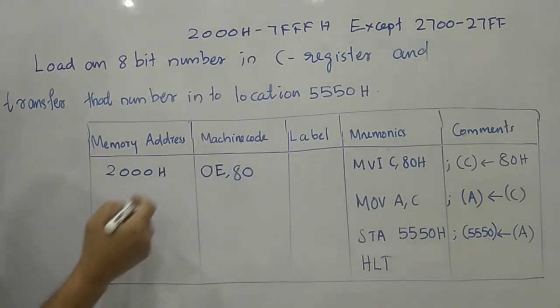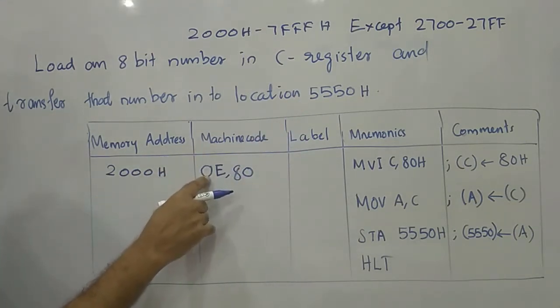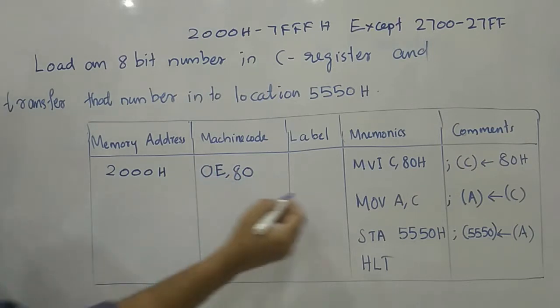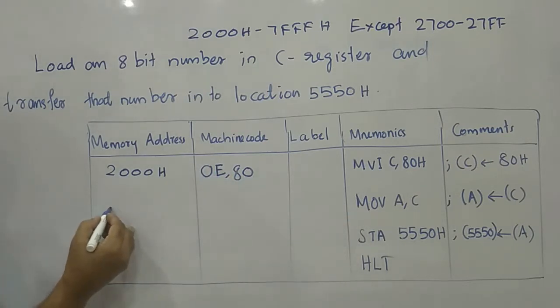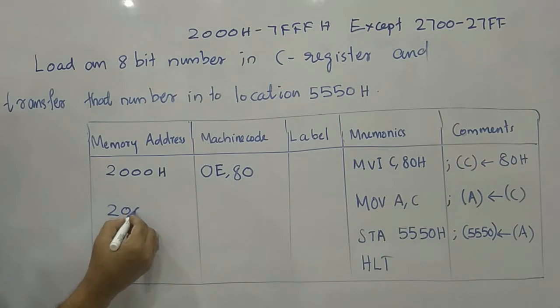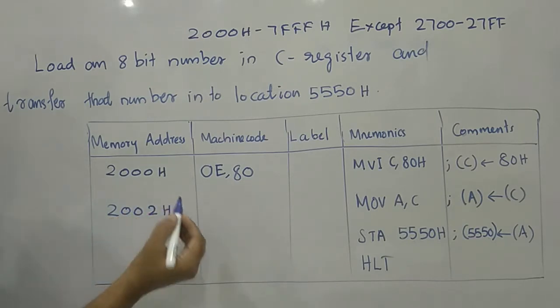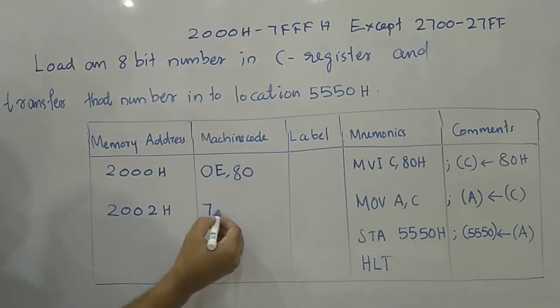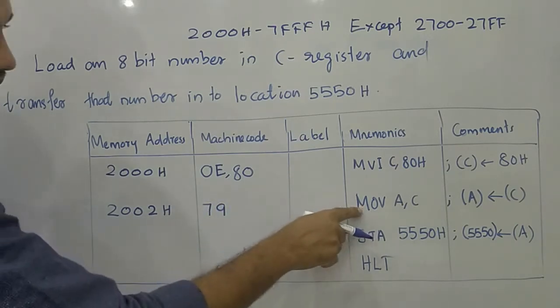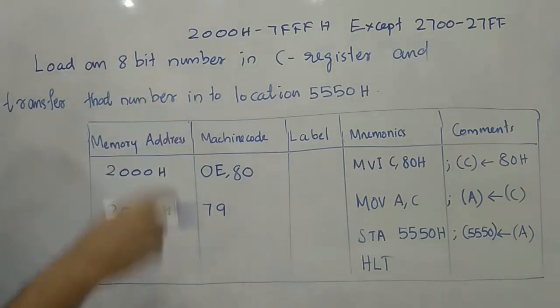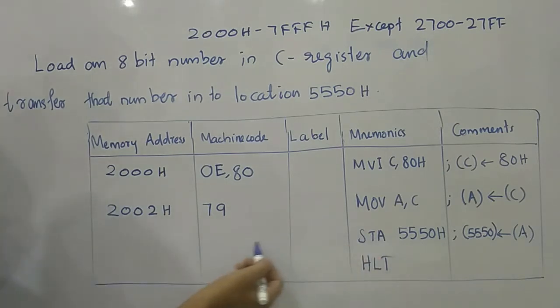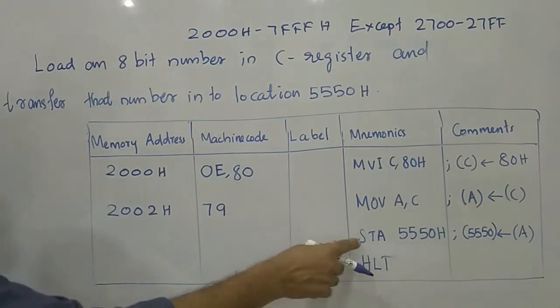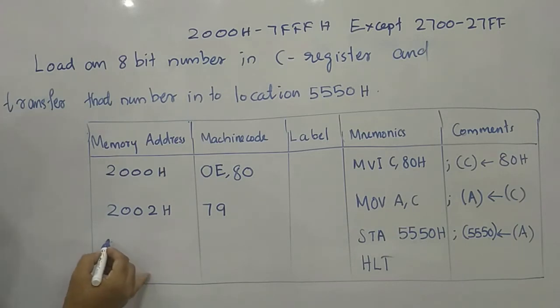So what is the next address? This is 2000, this is 2001, and the next address corresponding to this instruction's machine code is 2002. So what is the machine code corresponding to this instruction, MOV A, C? It is 79H. This instruction is a 1-byte instruction. So in the next location you need to save the machine code corresponding to this instruction, that is the memory location 2003.